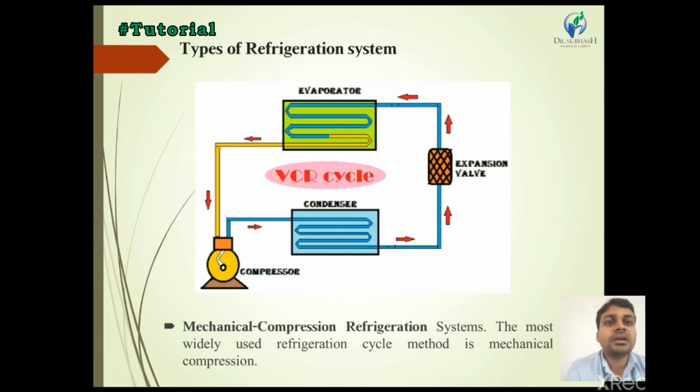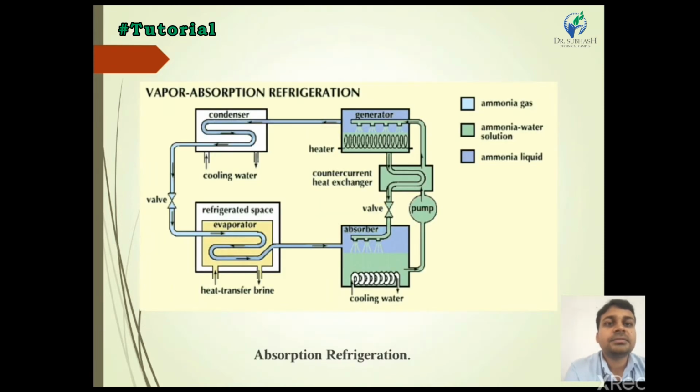The compressor is the heart of the refrigeration system in a VCR cycle. It is a pumping system that moves the refrigerant from all components to the compressor. Next, the vapor absorption refrigeration system.